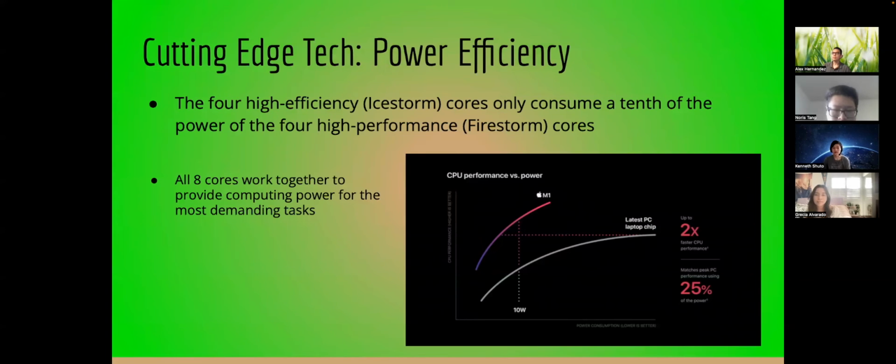Okay, so our main technology that we wanted to focus on is the power efficiency of the M1. And so as mentioned before, the M1 is made up of 8 cores, which are made up of 4 high efficiency cores that Apple calls the Ice Storm cores, and 4 high performance cores that are called the Firestorm cores. And Apple has stated that the 4 high efficiency cores only use up a tenth of the power of the 4 high performance cores, which is one of the crucial reasons why the M1's power efficiency is so high.